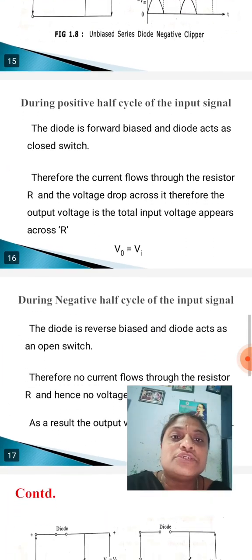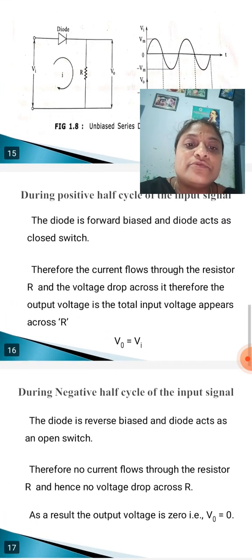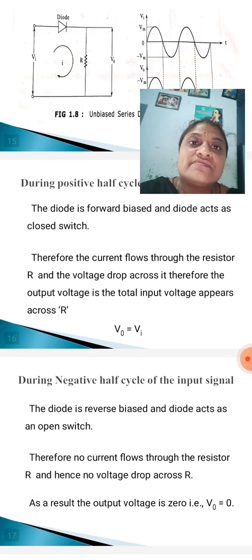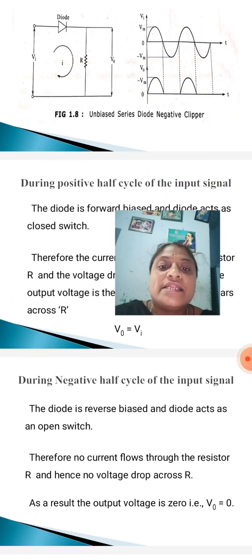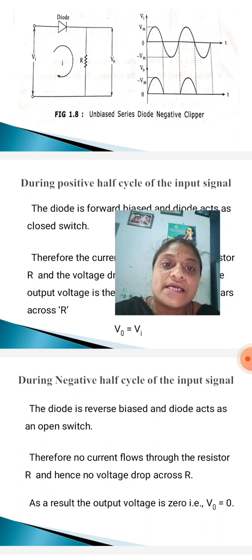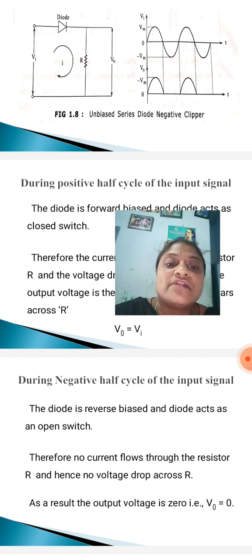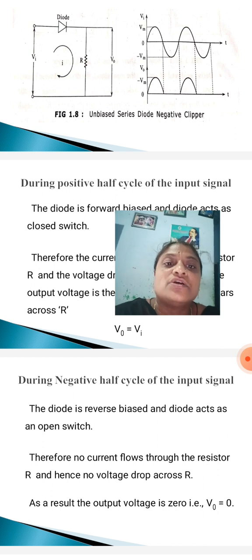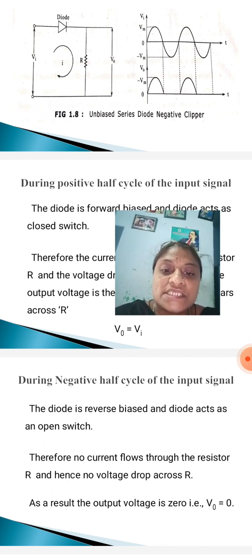Next, during the negative half cycle of input voltage, the diode is reverse biased and it acts as an open switch. That means it is an open circuit. There is no current flowing through the resistor.